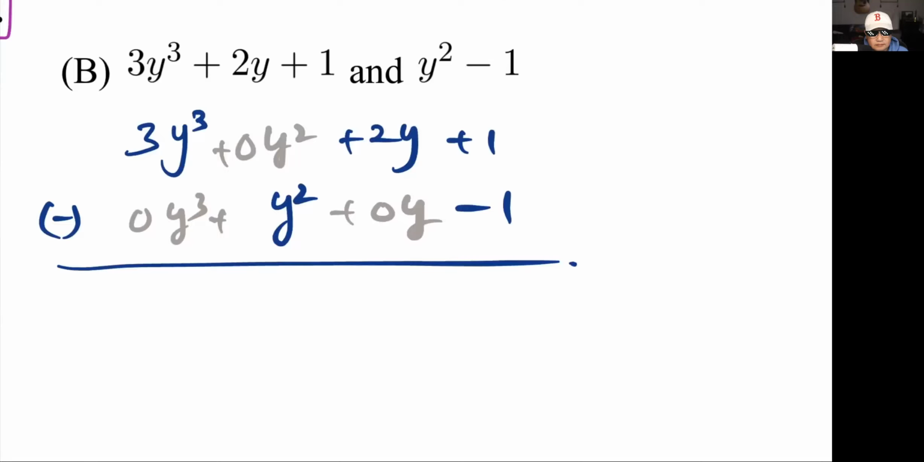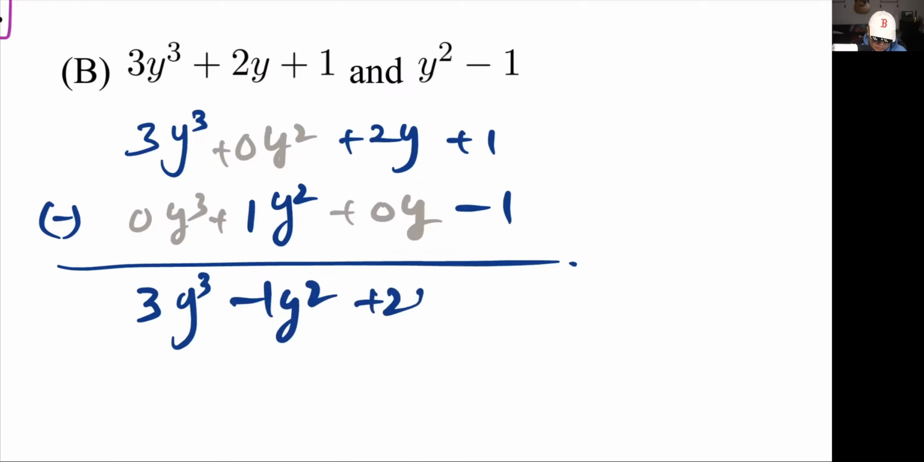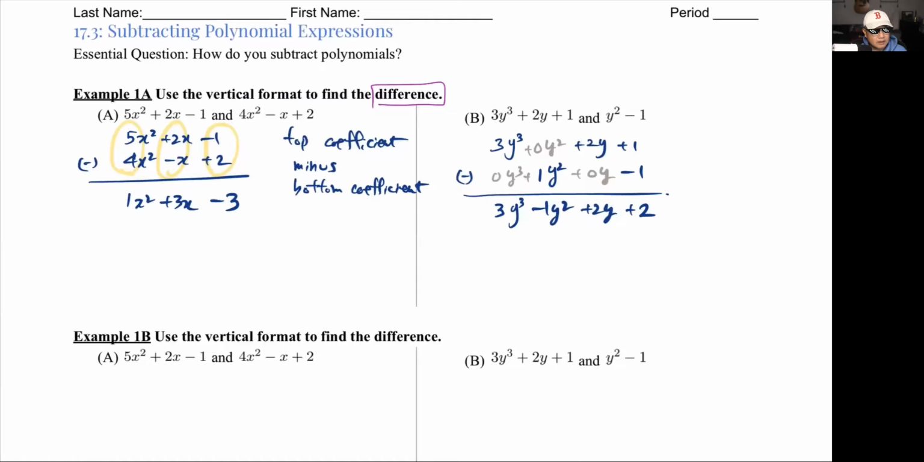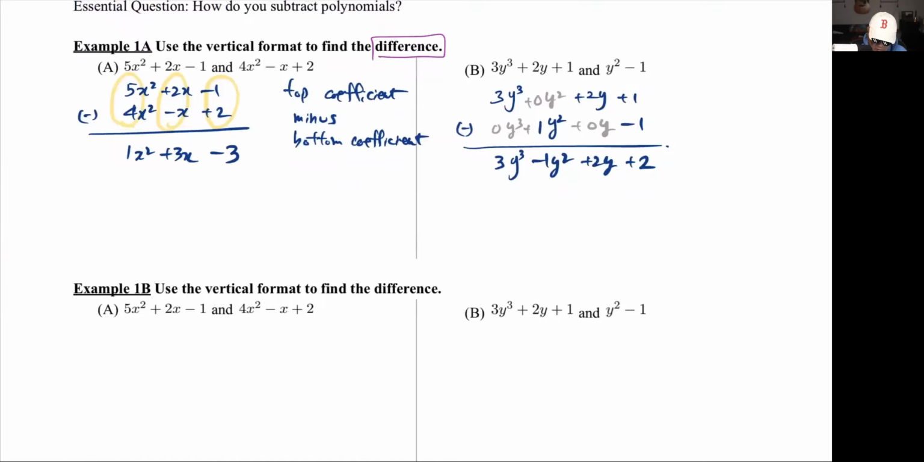So we vertically do a 3 minus 0, which is 3y cubed. That's a 0. So you gotta be careful here, guys. 0 minus 1. 0 minus 1 is minus 1. 2 minus 0 is 2. Minus 1 minus minus 1, right? That's a positive 2. And we're done. And the 1b, it says vertical, but it should be horizontal.